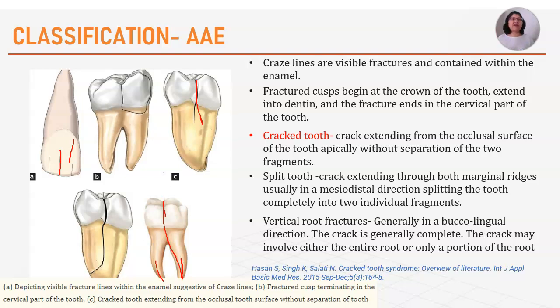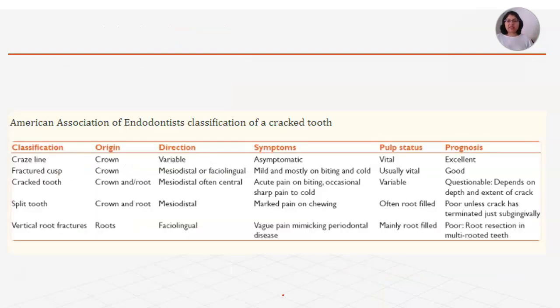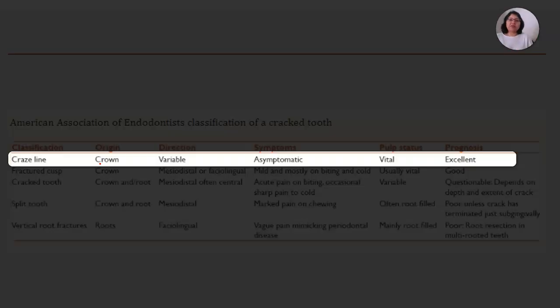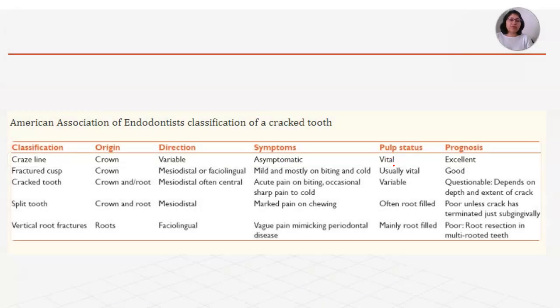What I've mostly seen is a cracked tooth, a vertical fracture, and craze lines, something that we all see on a very regular basis. So, having understood the classification, let's see what they have proposed, what each would be like. So, craze lines, origin obviously, like we said, crown, direction variable, it could be on the buccal, it could be on the lingual, on any surface. Asymptomatic, pulp status vital, and prognosis is excellent. Yes, if you see a simple craze line within the enamel, usually they're asymptomatic. The patient would say, I don't have any pain. Because it's within the enamel, the prognosis is excellent.